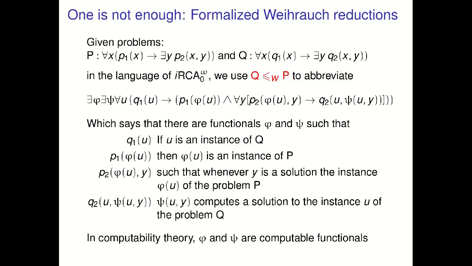It's a little funny because when you write the formula out this way, there's nothing that restricts phi and psi to computable functionals, right? But the fact that we're trying to discuss these things in this system, where comprehension is restricted to computable objects, makes it essentially Weihrauch reduction.